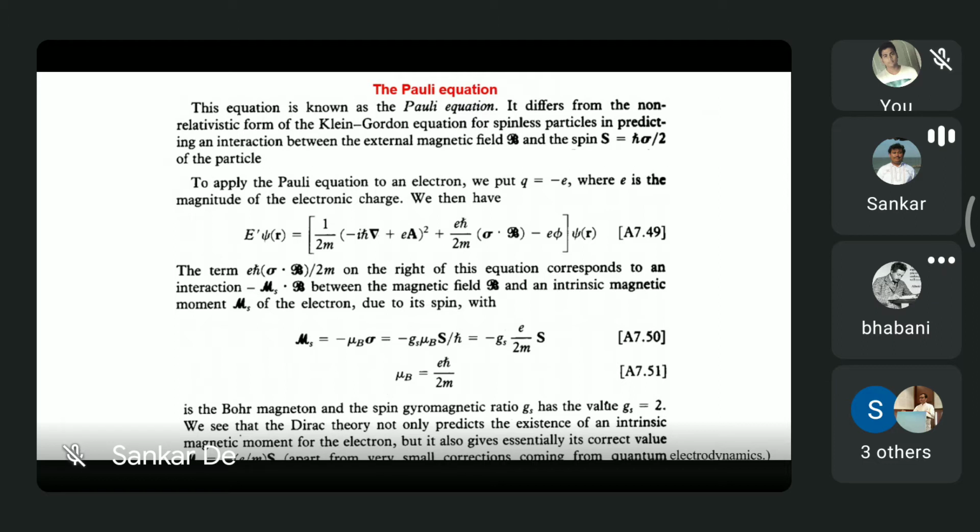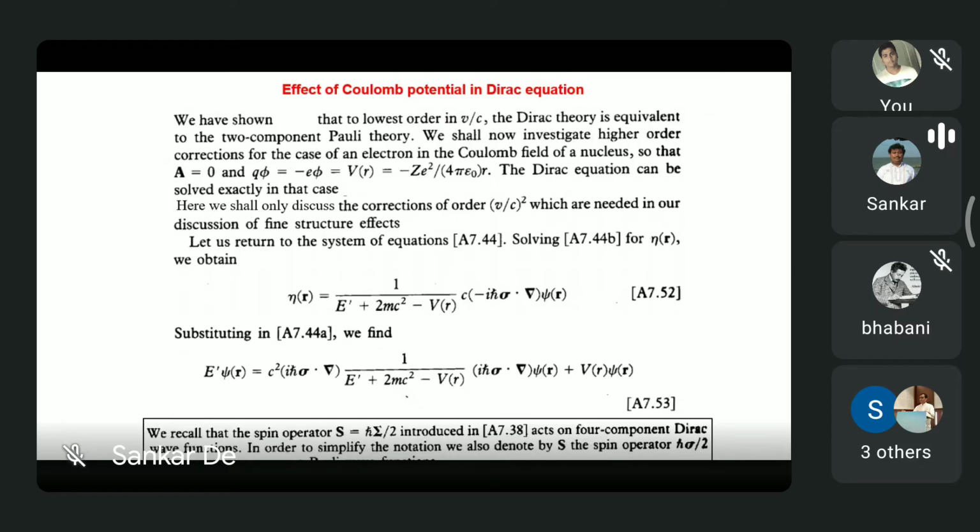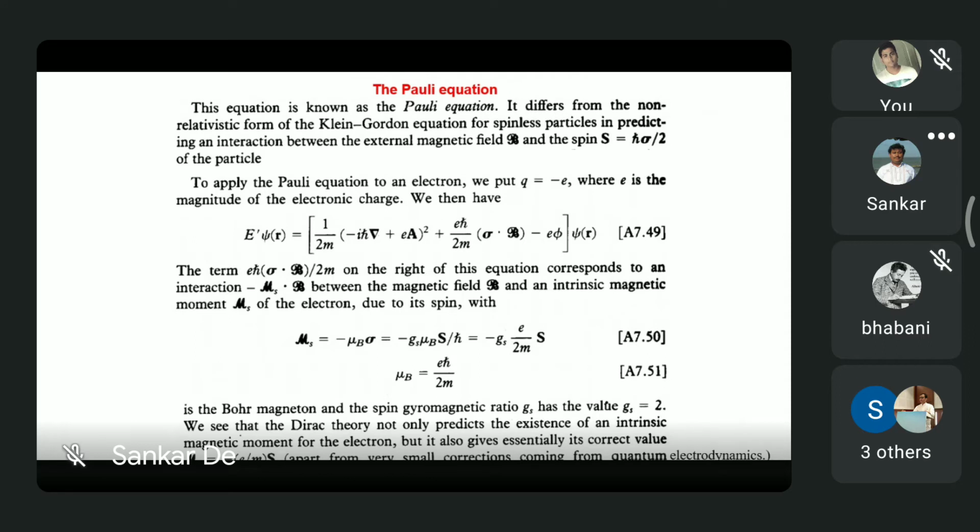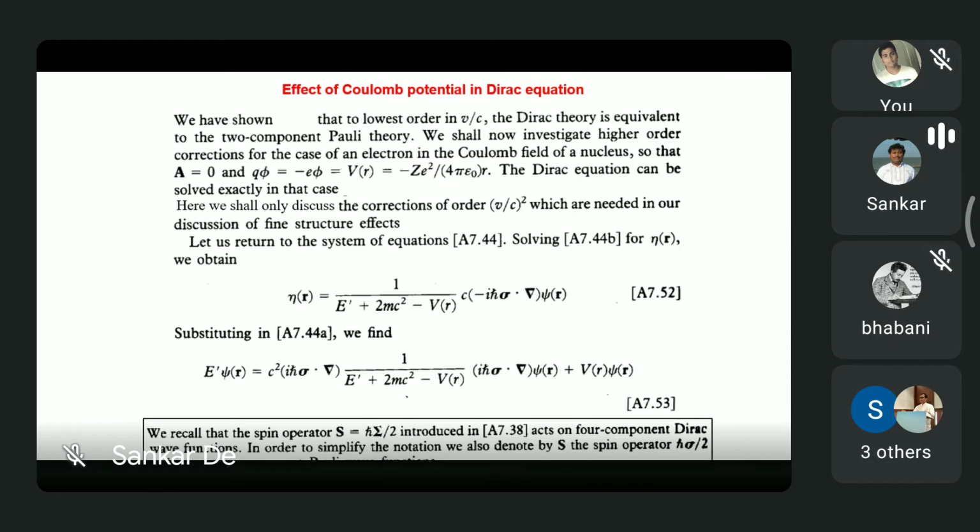So here we can see that yes, the electron will have an intrinsic magnetic moment which will interact with the magnetic moment of the electromagnetic wave. This is the lowest order in v by c that we have worked out. So we see that the Dirac theory is equivalent to the two-component Pauli's theory. This is 7.49, the Pauli's equation or Pauli's theory. And now we investigate the higher order corrections.